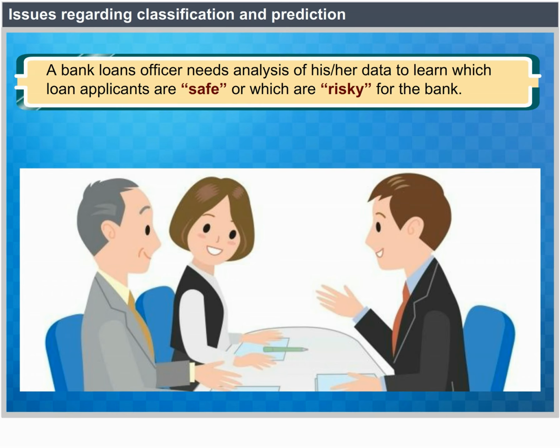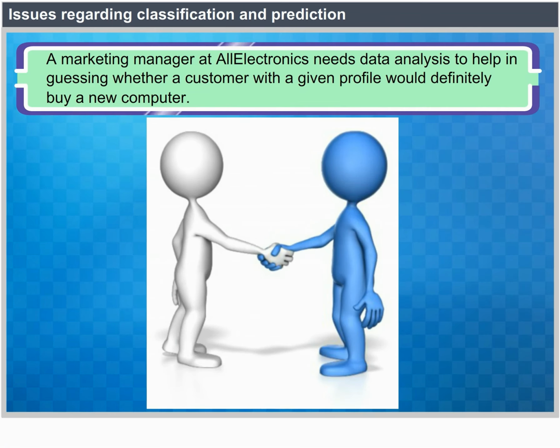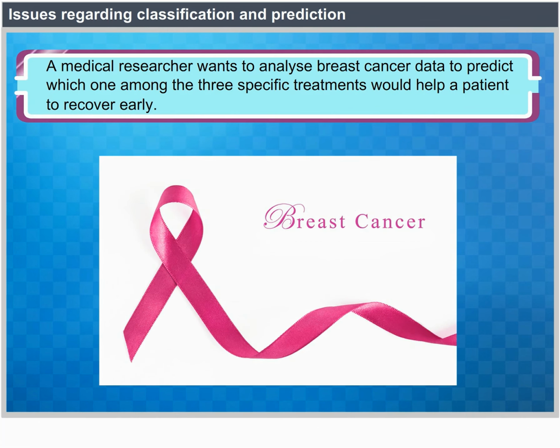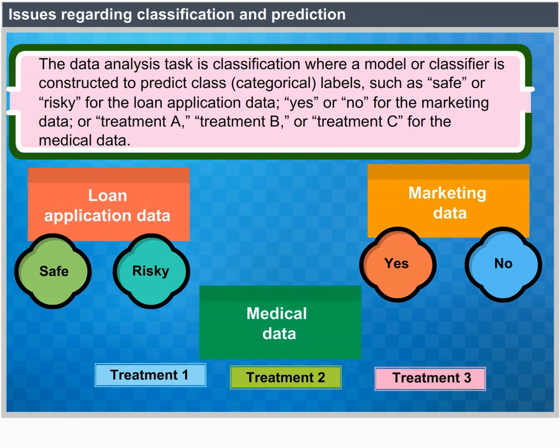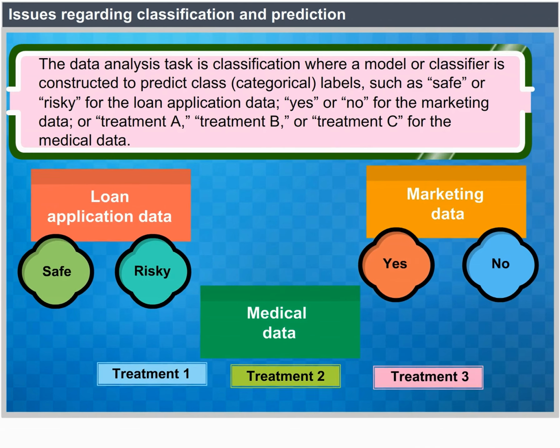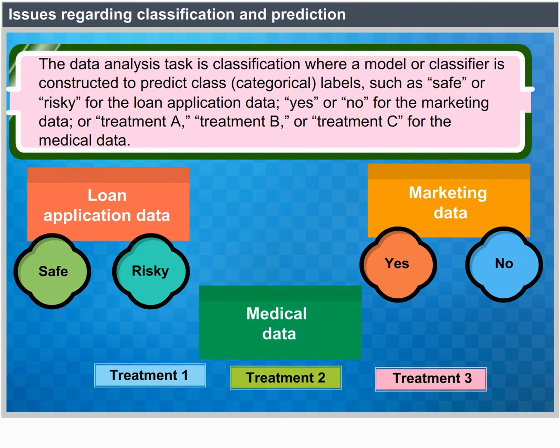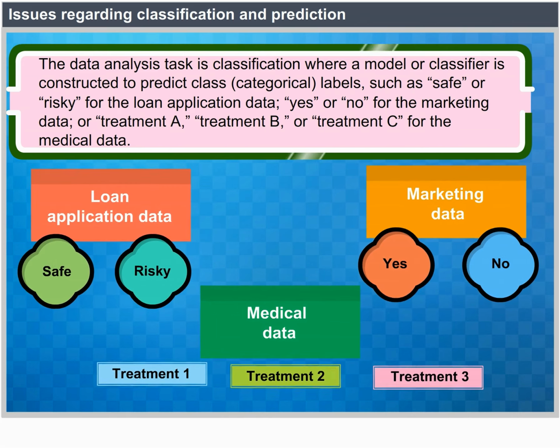A marketing manager at All Electronics needs data analysis to help guess whether a customer with a given profile will buy a new computer. A medical researcher wants to analyze breast cancer data to predict which one of 3 specific treatments a patient should receive. The data analysis task is classification, where a model or classifier is constructed to predict class categorical labels, such as safe or risky for the loan application data, yes or no for the marketing data, or treatment A, treatment B, or treatment C for the medical data.